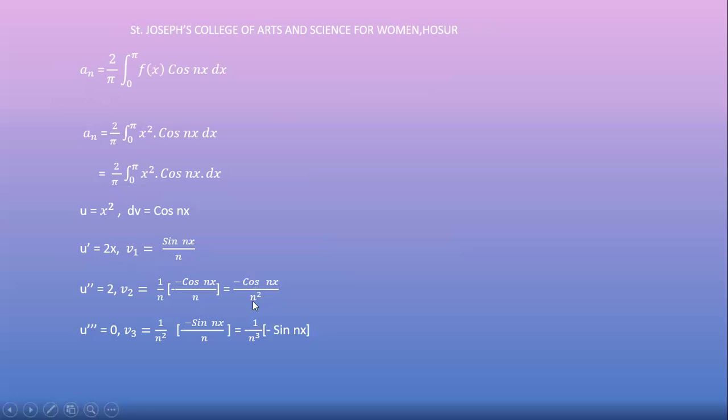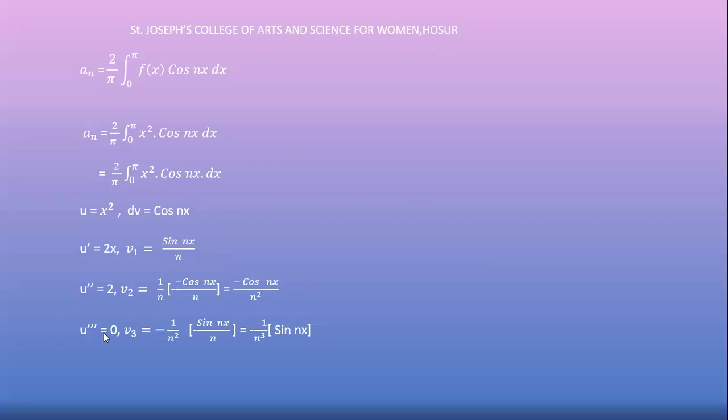This is nothing but minus cos nx by n square. So next, how to find v3? Here minus 1 by n square is constant. When I integrate cos nx, I'll get sin nx by n. So when I find v3, I can keep minus 1 by n square as constant. This is nothing but minus 1 by n cube sin nx. That's what I have written here, minus 1 by n cube sin nx.